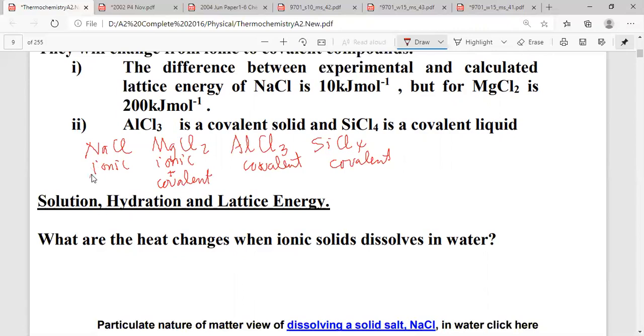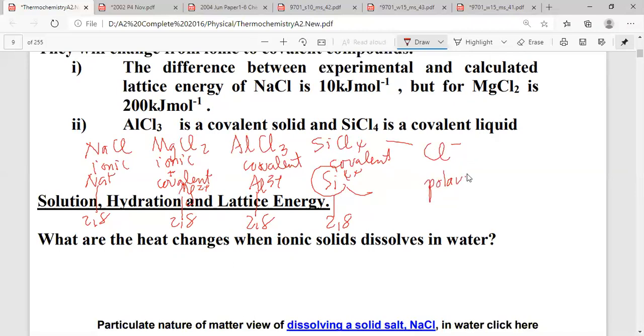Charge density. This Na+, this Mg2+, this Al3+, this Si4+. They all have 2,8 electron configurations. And of course, this one has the most protons, so the pull is very strong. That's why they pull the electrons; the Cl minus ion is polarized. So they pull in to form covalent bonds.